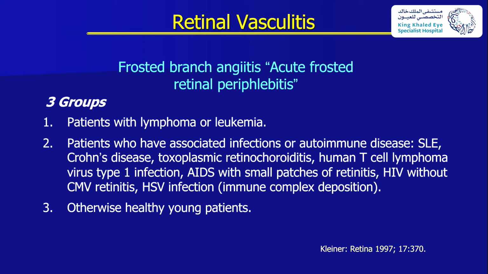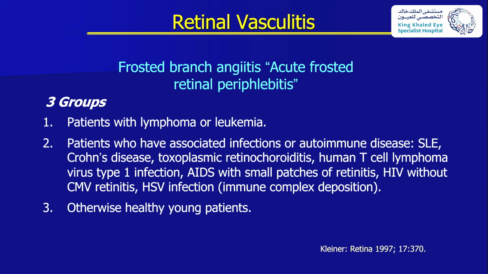These patients can be classified into 3 groups. The diagnosis can be lymphoma or leukemia that can masquerade. I forgot to add this case of lymphoma causing a frosted branch angiitis-like picture. So it can be lymphoma or leukemia, and this perivascular infiltrate is due to leukemic cells or lymphoma cells. It can be associated with systemic lupus erythematosus, Crohn's disease, toxoplasmic retinochoroiditis. I showed you one picture with CMV before. So there are so many diseases that can cause this picture, so we have to investigate the patient fully.